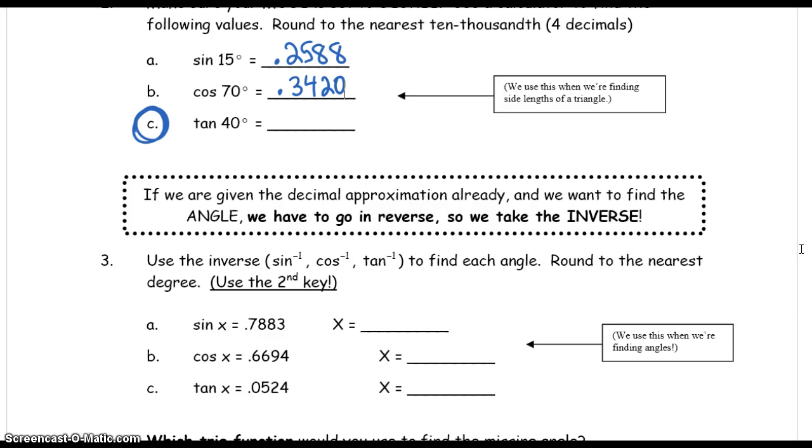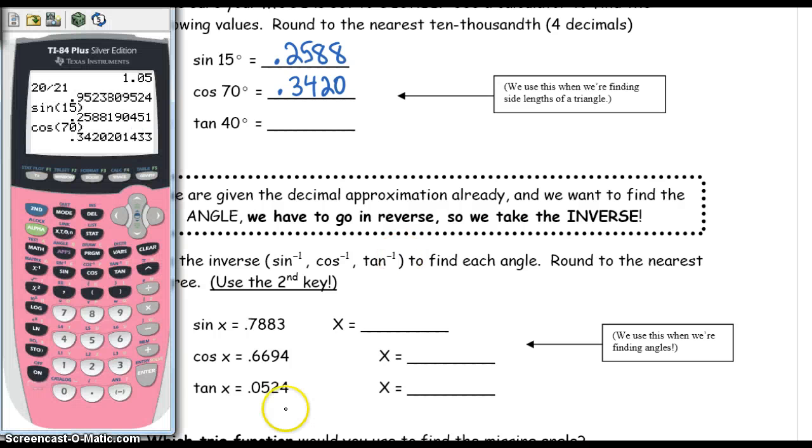All right, so on the next part, it says if we're given the decimal approximation already and we want to find the angle, then we have to go in reverse, which means we take the inverse. Kind of rhymes there, right? So you're going to use the inverse here. Now, if you look at my calculator, you'll see that right above the white buttons, it has the inverse. See that sine to the -1, cosine to the -1, tangent to the -1? Those aren't actually exponents. Those are notation, and they're telling us it's the inverse of sine, cosine, and tangent.